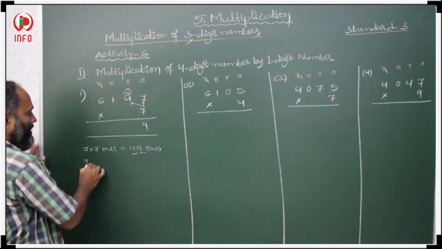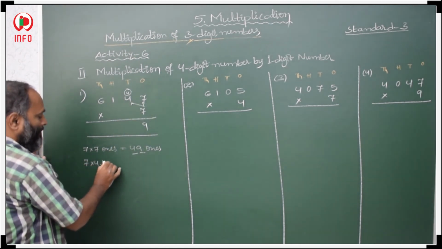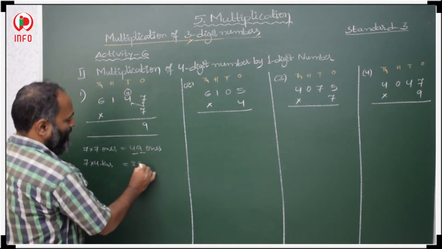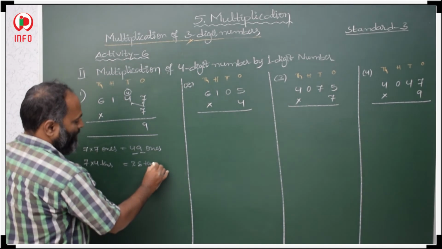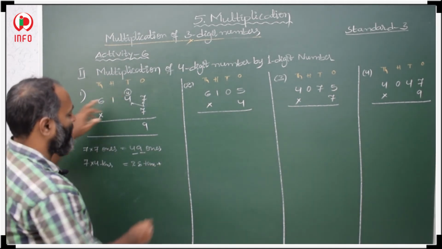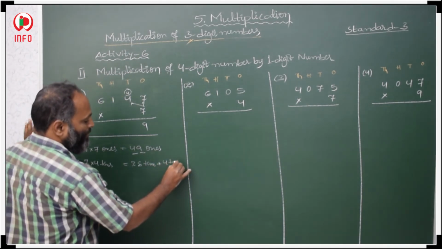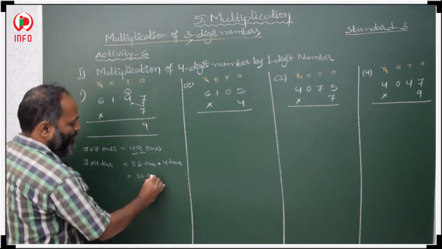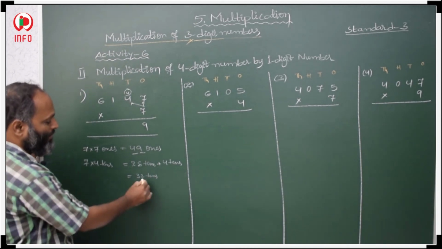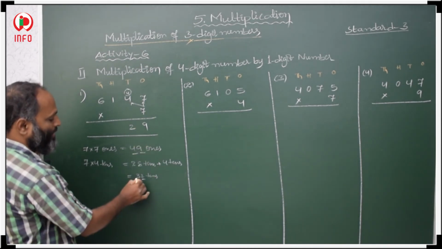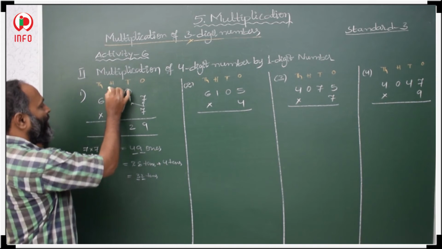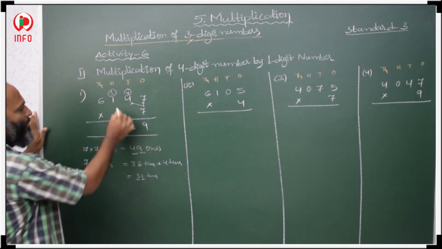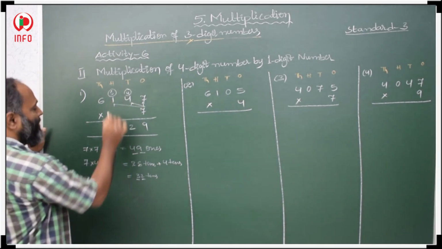Again 7 with 4 tens, 4 sevens are 28, 28 tens, and what is carry over here? 4 tens. 28 plus 4, 32 tens. 32 tens means 2 in tens place, 3 in hundreds place, carry over on hundreds place. Now we have to multiply with hundreds place.